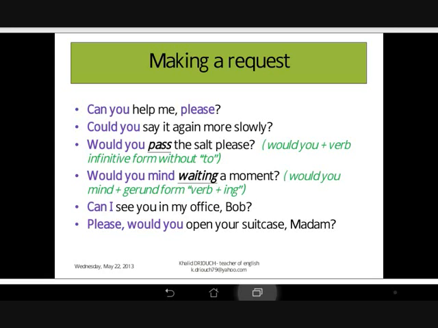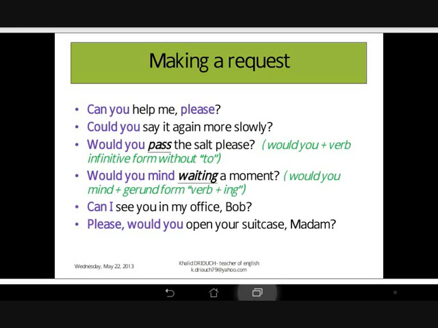And later in the lesson of grammar we will see what a gerund is. But because you are just revising, let's say that a gerund is a verb plus ing. Would you mind waiting a moment, not wait? The last example is can I see you in my office, Bob? And maybe the last one this time is please, would you open your suitcase, madam?